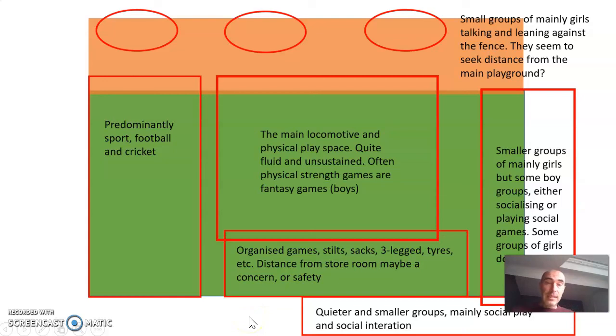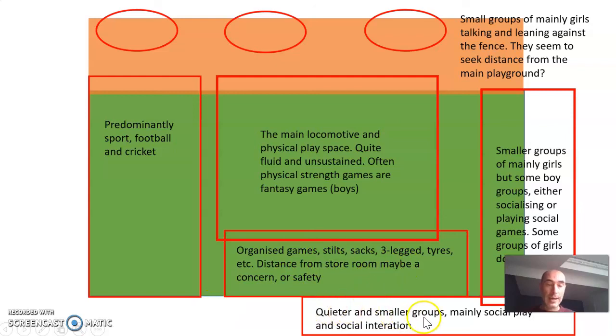So this is a tentative map of play. This is the football field and a primary playground. We see predominantly sport and football segregated out here. Very large locomotive space, physical play space. This is very fluid, it's dynamic. Sometimes very unsustained though, so locomotive play starts high energy and then it tapers off and then it builds up again. Lots of strength games here. Of course, organized games have their own space, close to the storage area perhaps.